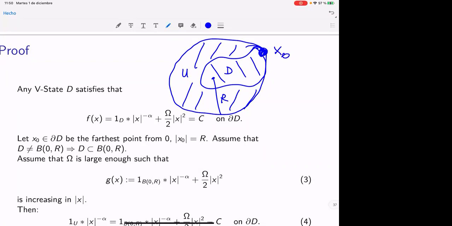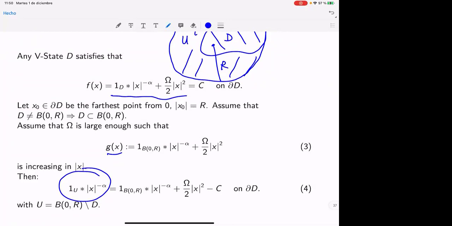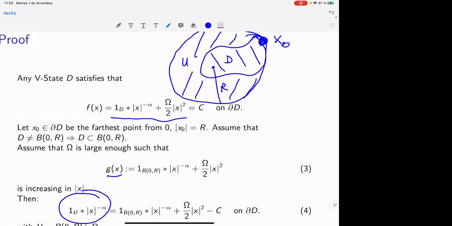First, the stationary and the uniformly rotating condition forces this f of x to be constant on the boundary. So now I'm going to consider g of x, which is this function here plus this term here: the characteristic function of U convolved against |x|^(-alpha). The point is that this function g is radial. And now if I look at the function 1_U star |x|^(-alpha), then this is equal to g of x minus C on the boundary. And I'm going to pick omega large enough such that this function g is increasing. The whole point is that I can claim that the maximum of g restricted to the body is attained at x naught, but we will see in a minute why.